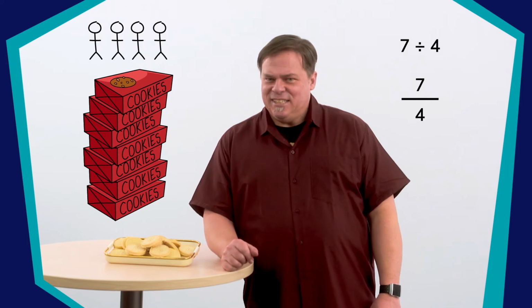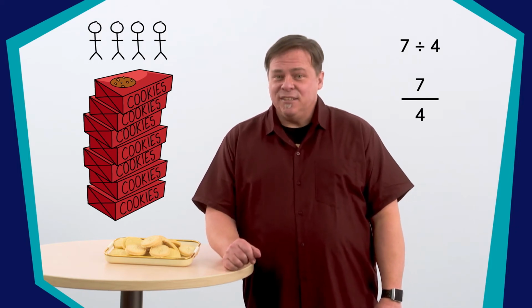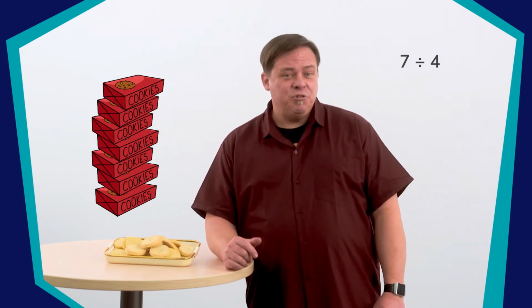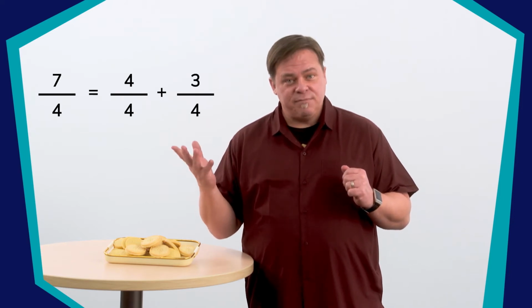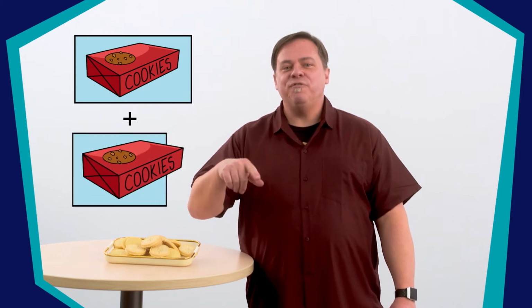That's not very easy for me to picture in my mind, so I want to turn this into a mixed number. 7/4 is the same thing as 4/4 plus 3/4. So 7/4 is 1 3/4. That's easier for my brain. If we split the 7 boxes of cookies, each of us gets 1 whole box plus 3/4 of a box.